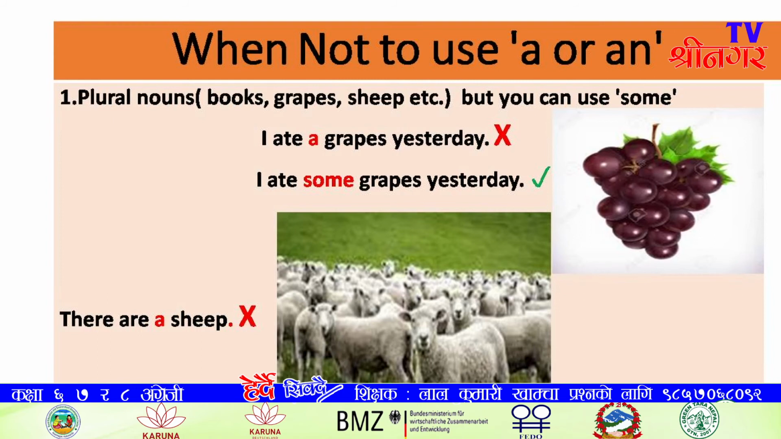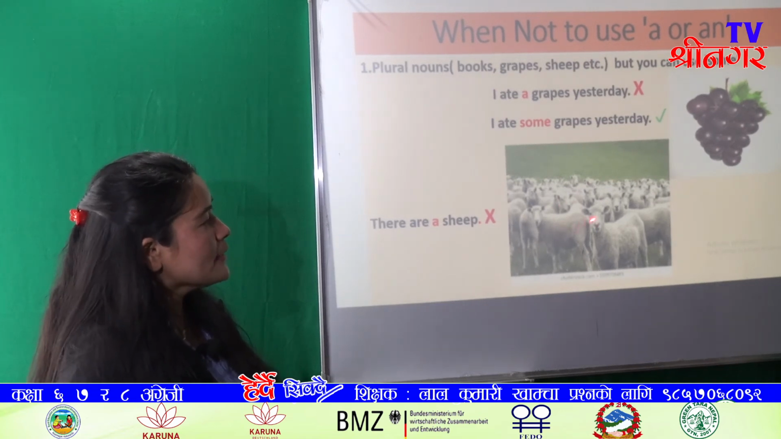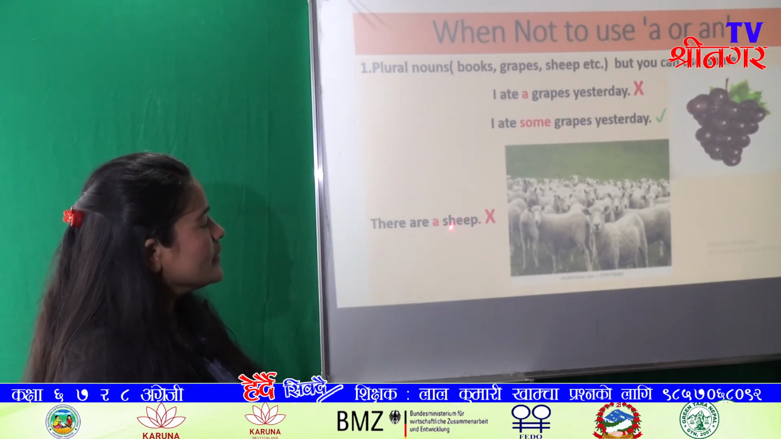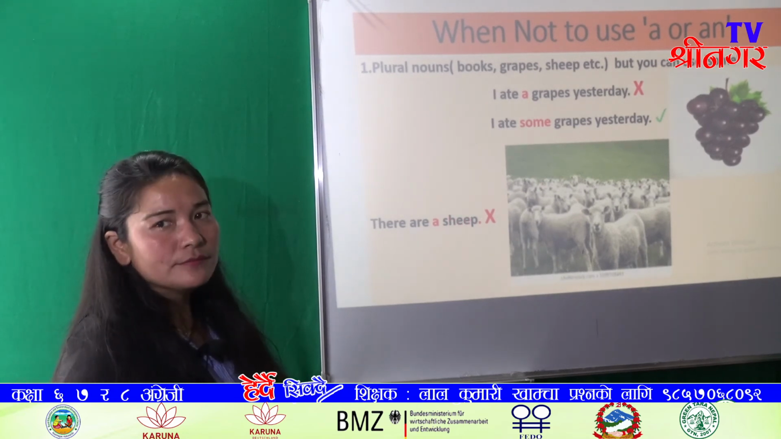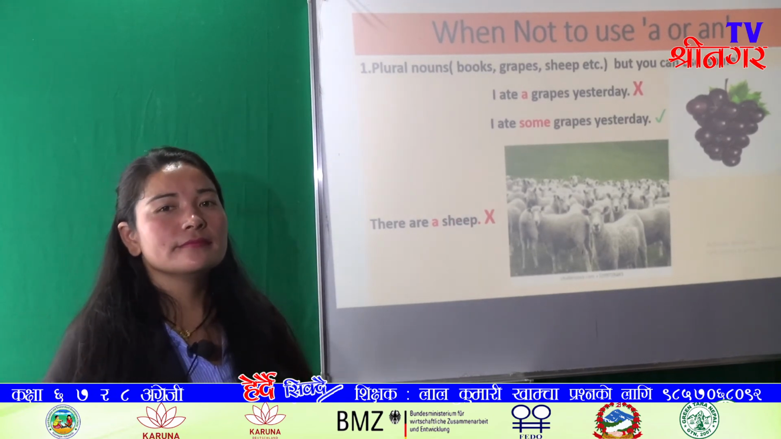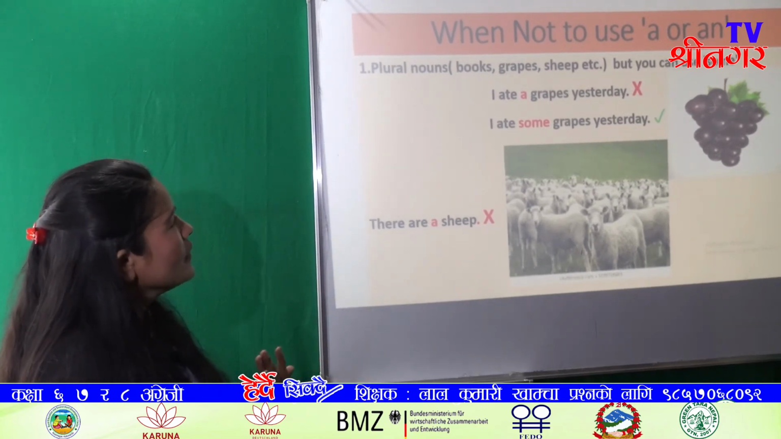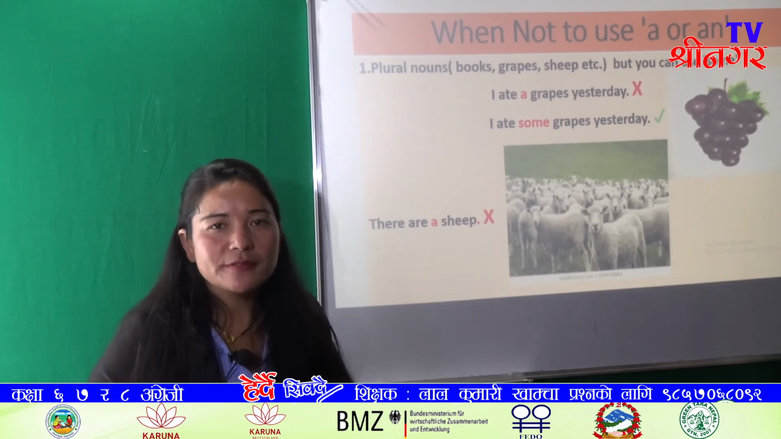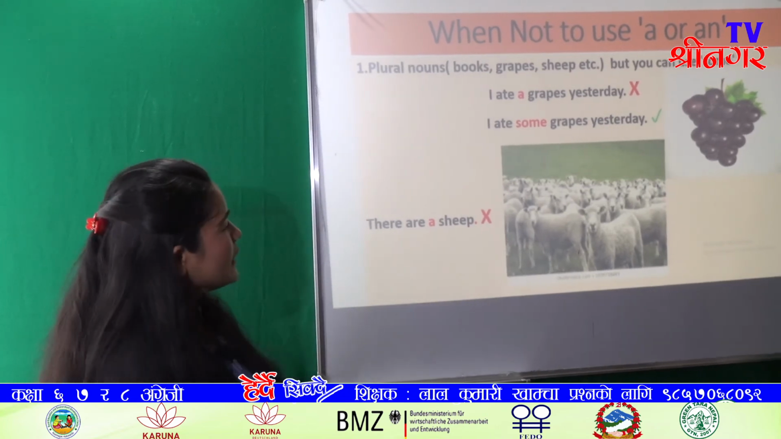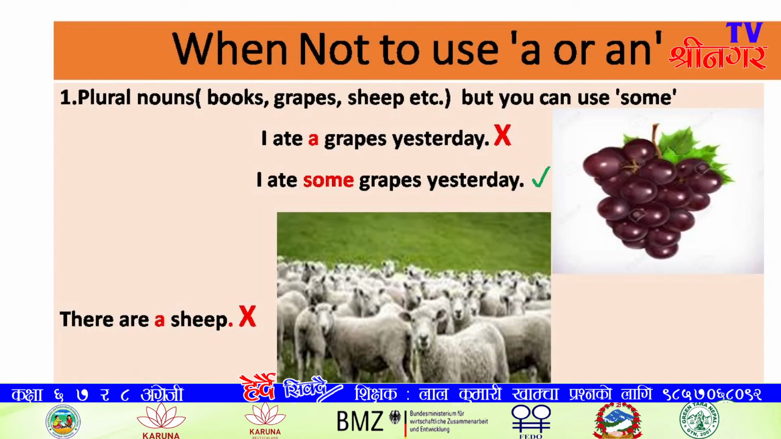And in this next picture, look at the picture. How many sheep are there? Lots of sheep. It means plural. There are lots of sheep. So the word sheep is plural. So "There are a sheep" is wrong because sheep is plural form, and before plural nouns we cannot use the article "a". But we can say "There are some sheep." Are you clear, students?